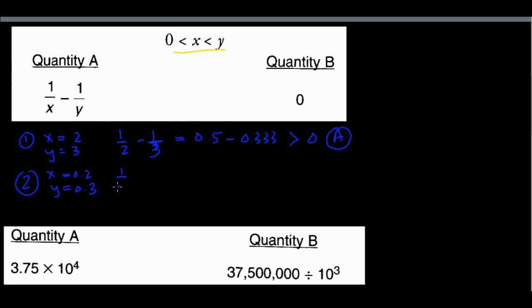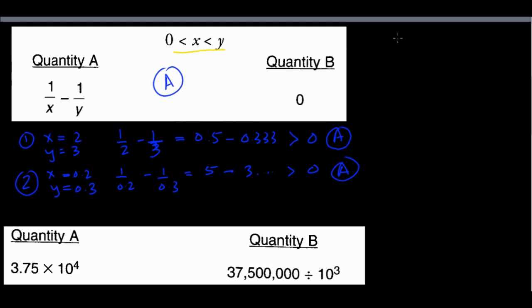So here you'll have 1 over 0.2 minus 1 over 0.3. If you plug this in the calculator, 1 over 0.2 is 5, and 1 over 0.3 is about 3 point something. We don't need to be that exact. 5 minus 3 would again give me something positive. So again, the answer is A here. It seems like I've tested enough conditions. Both times I got A, so my answer is A.